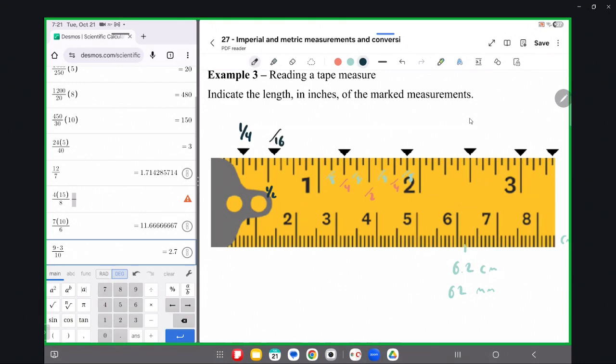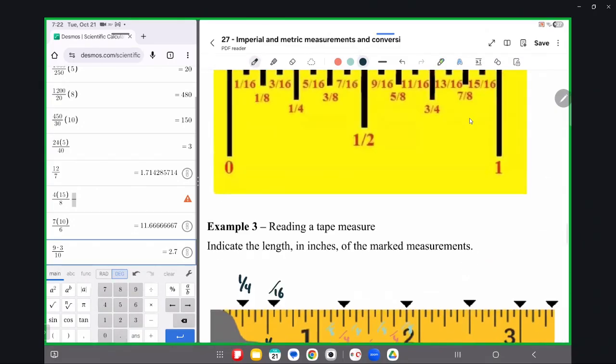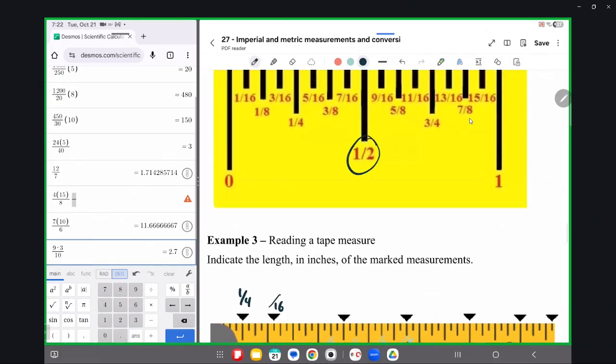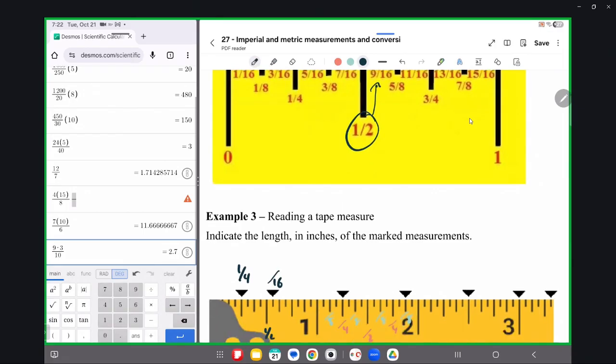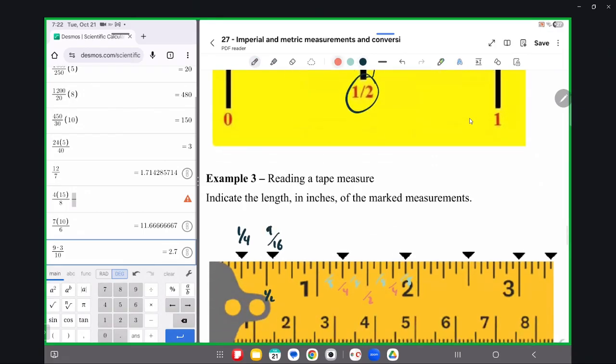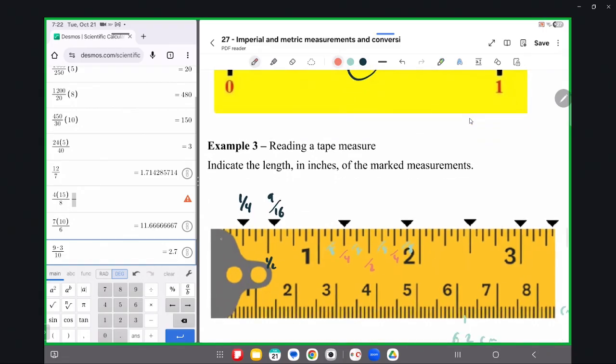So how big is it going to be? Well, this is where this chart would come in handy. We know that right after the half is going to be a 16th, and then that'll be 9. So if you were to count the little ticks all the way through, this would be the 9th over 16th one. So there would be 1, 2, 3, 4, 5, 6, 7, 8, 9, and this would be the 9th one.